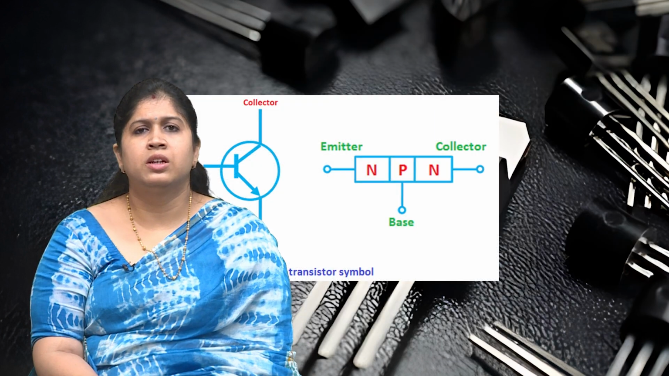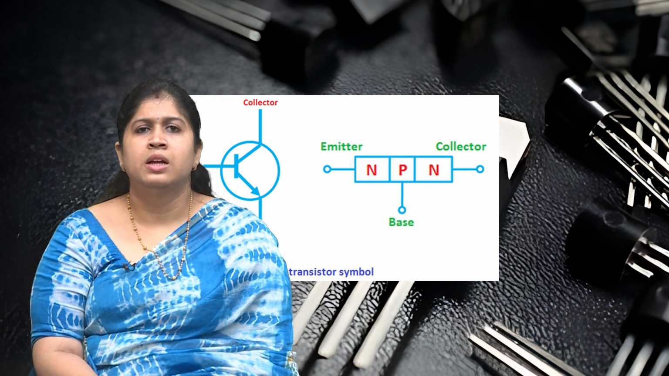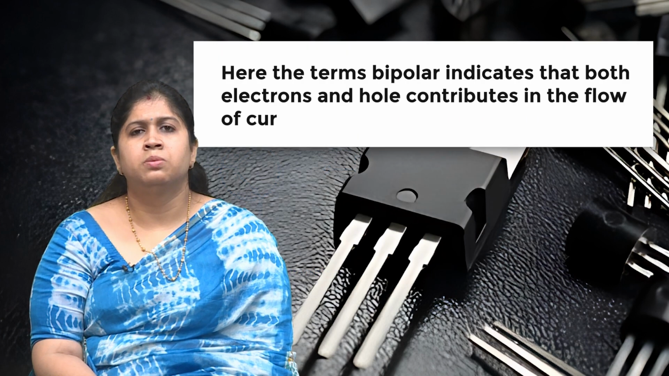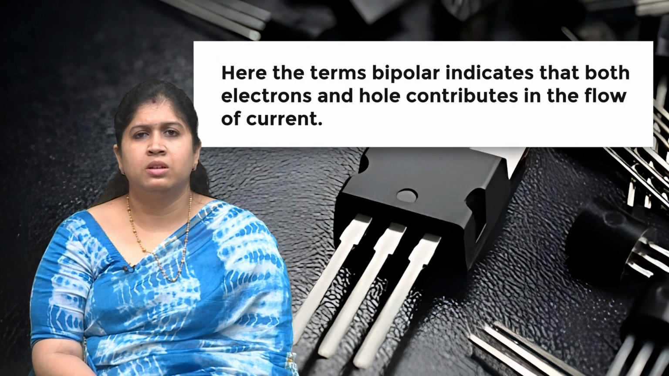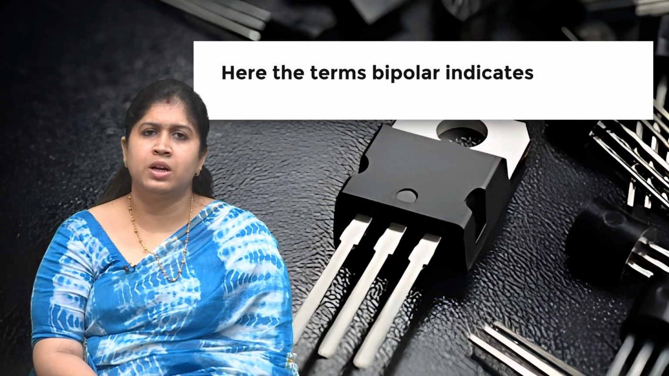This figure shows the symbolic presentation of the NPN transistor. Here you can see that the arrow points outward, so this is the symbol of NPN. The term bipolar indicates that both electrons and holes contribute to the flow of current.